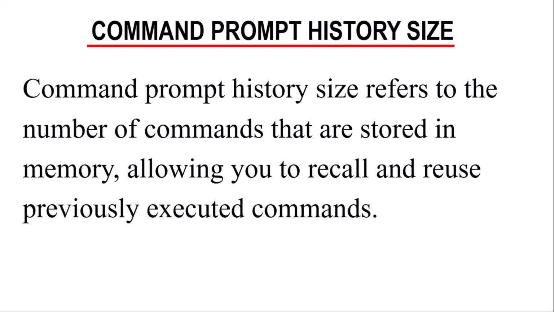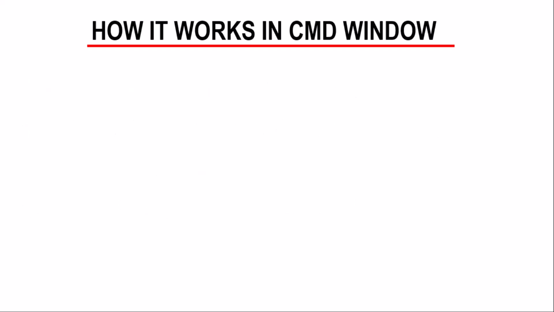We all know that the command prompt history consists of our executed commands, and its size depends on the number of commands that can be contained by this command prompt history. So this is what we are going to look at, and this is the theoretical explanation of this particular command prompt history. Now, how does this command prompt history size work in the command prompt window?